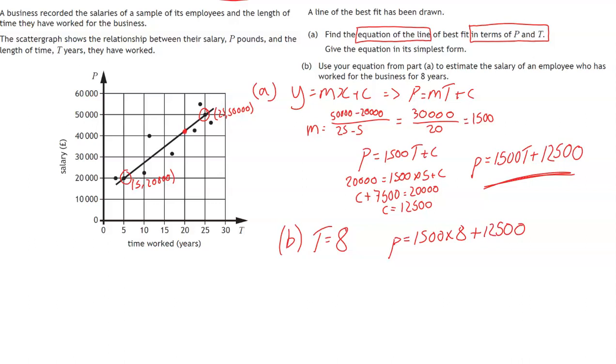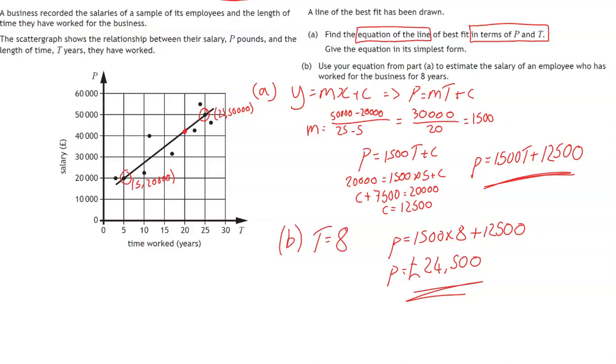12,500. So putting these together and calculating it, what I can say is that the person's pay would be 1,500 times 8, that's 12,000, plus the 12,500, 24,500 pounds. Now remember the units in the context of the question. The pay is 24,500 pounds. Include all of that in with it when you do it.